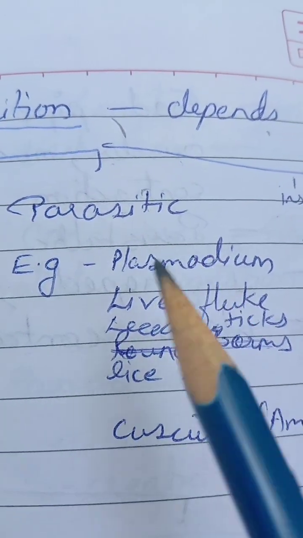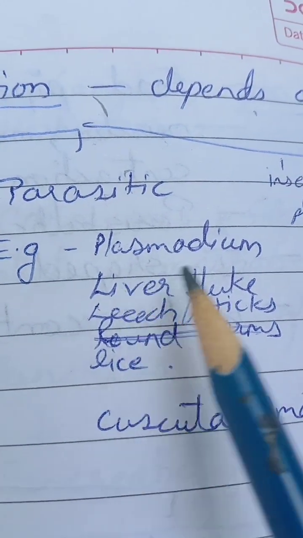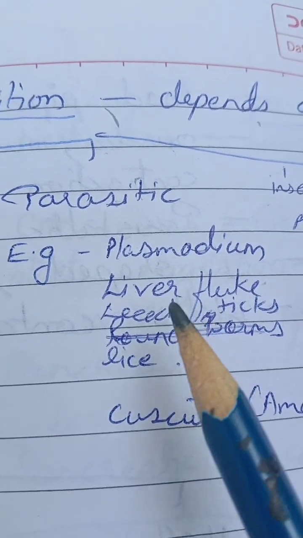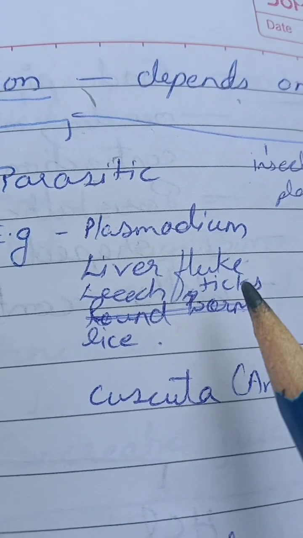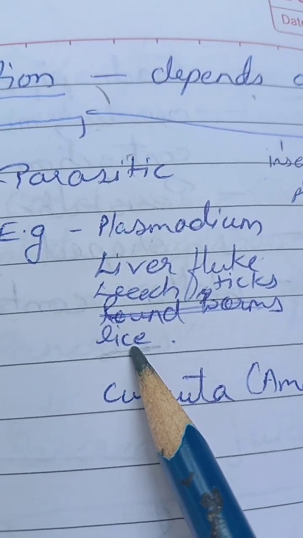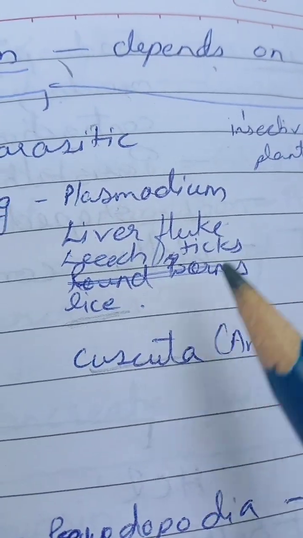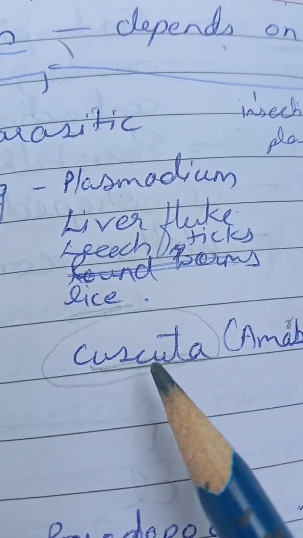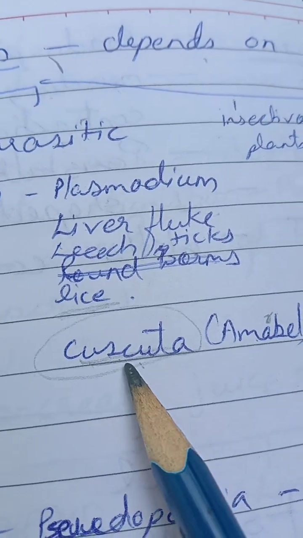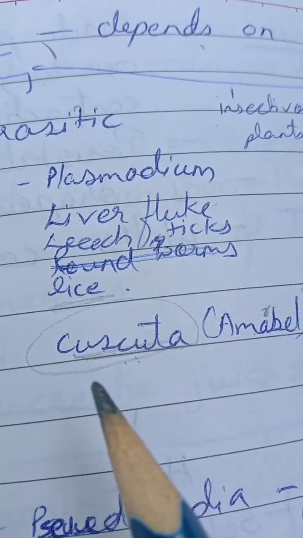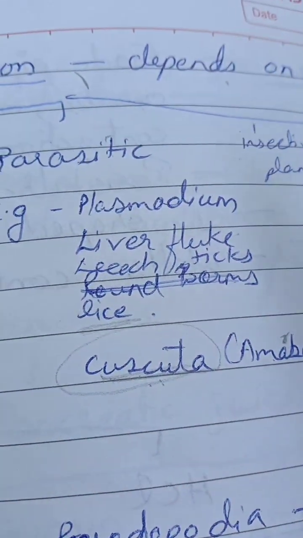For example, plasmodium, you remember, is the organism which causes malaria. Liver fluke, leech, which drinks the blood of and depends on the blood of human beings and others. Then lice, the best example, lice in your head, always irritating you. Ticks are also there. One example of a plant which is a complete parasite is cuscuta, otherwise called amarbel. Very important to remember, this is a complete parasite which doesn't have any leaf. It always encircles the tree it depends on, and it absorbs all the nutrients from the tree.